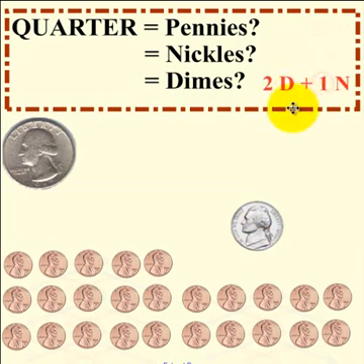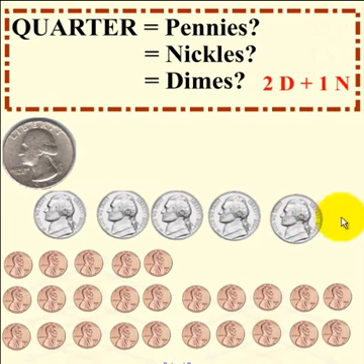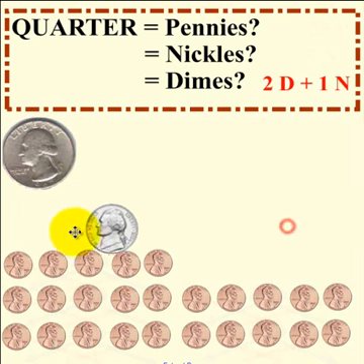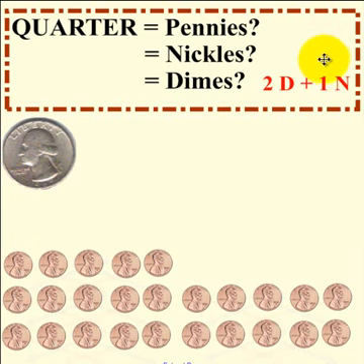Let's see if that's true. 2 dimes plus a nickel. That's correct. How many nickels are in a quarter? There should be 5 nickels in a quarter. 1, 2, 3, 4, 5. So here's 5, 10, 15, 20, and 25 cents. So a quarter is equal to 5 nickels. Let's see if that's correct. 5 nickels.